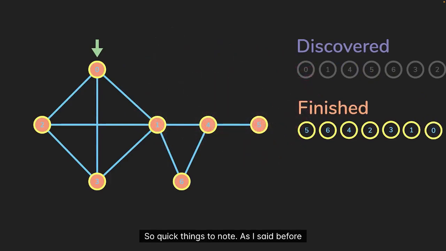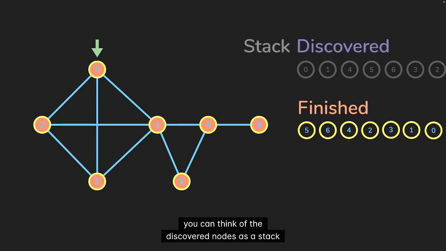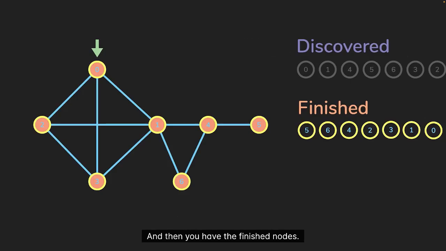So quick things to note. As I said before, you can think of the discovered nodes as a stack you can use to retrace your steps. I left the gray nodes so that you can remember which nodes were discovered first. And then you have the finished nodes. And as you can see, the order of the finished nodes is definitely not the same as the ones discovered.